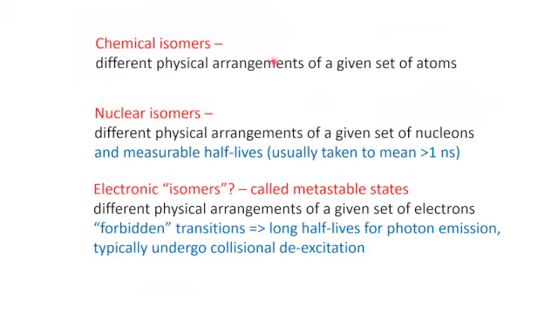In terms of the naming of isomers, the name came from chemistry, where chemical isomers refer to different arrangements of atoms. So in the same vein of that language, the nuclear isomers refer to different arrangements of the nucleons, given set of nucleons. But every nuclear excited state can be said to be a different physical arrangement of a given set of nucleons.